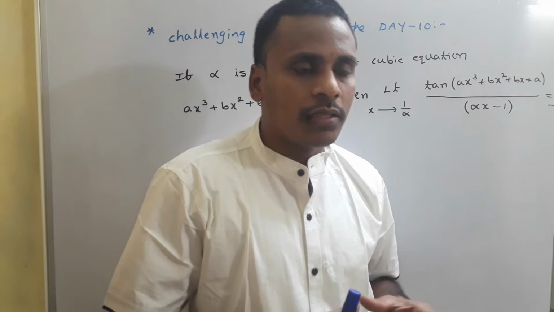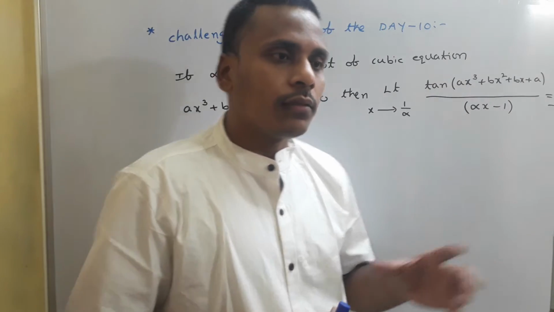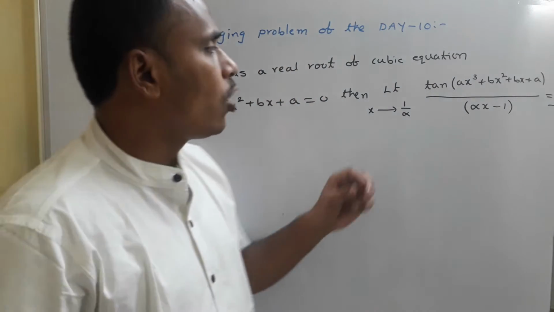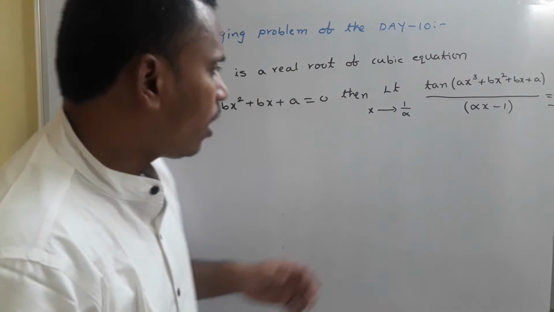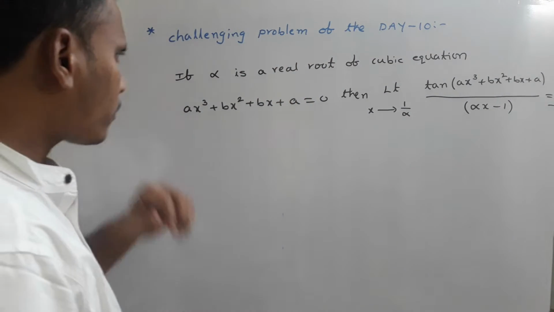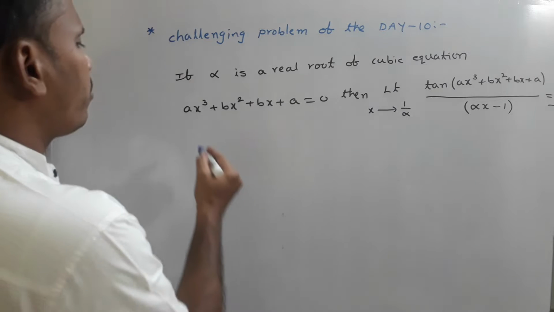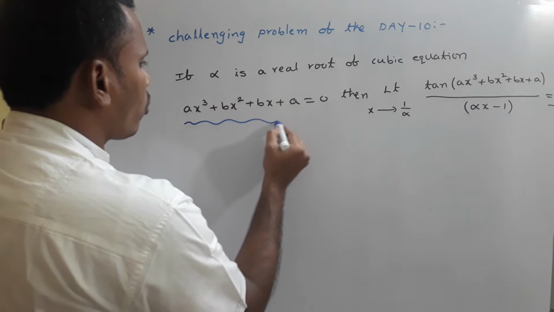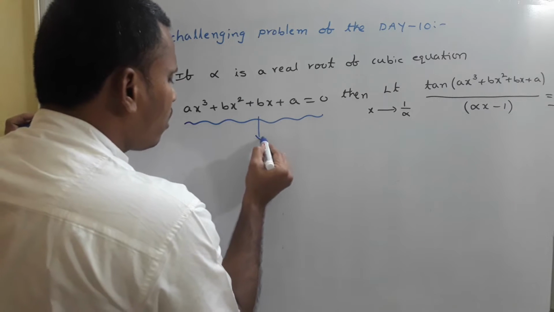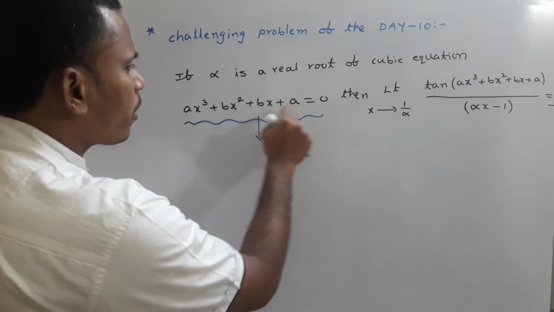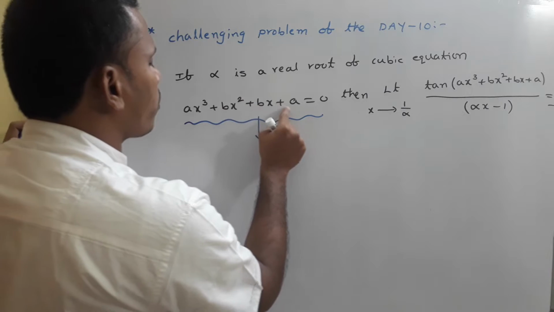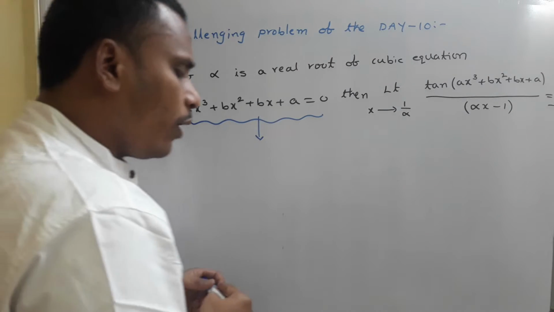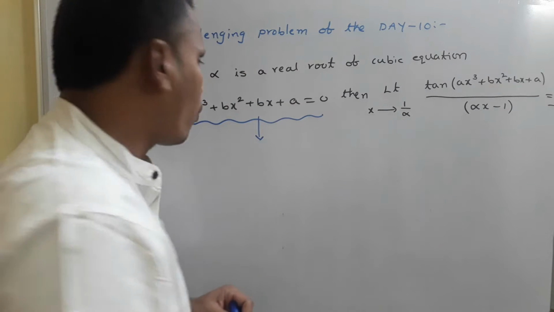This is a multi-conceptual problem, and to solve it we need knowledge of polynomials or theory of equations along with the concept of limits. First of all, I am just trying to analyze this particular cubic equation. If you look at ax cube plus bx square plus bx plus a equals 0, we learnt this in polynomials from theory of equations.